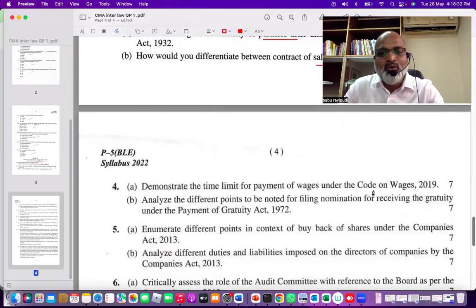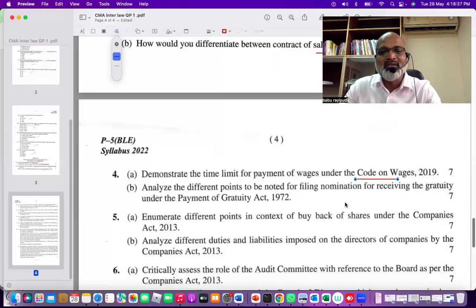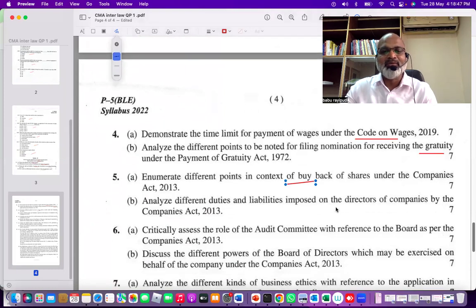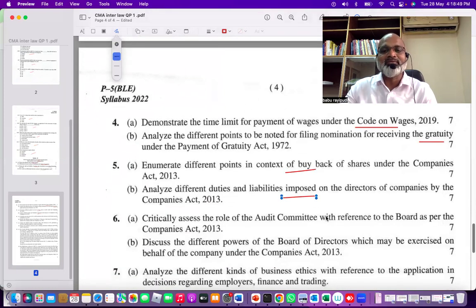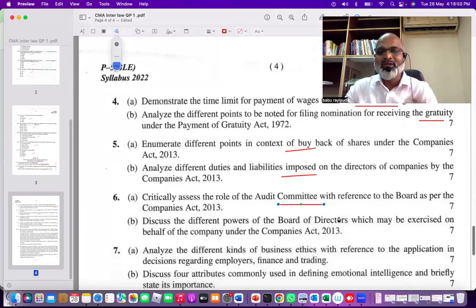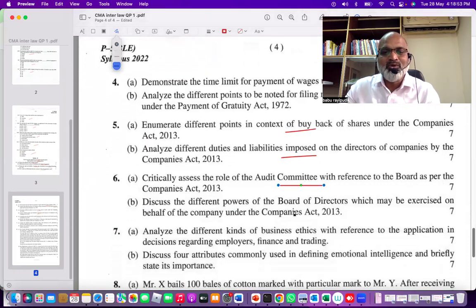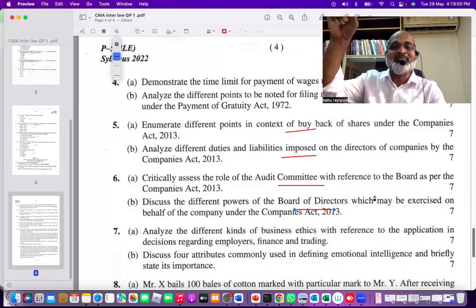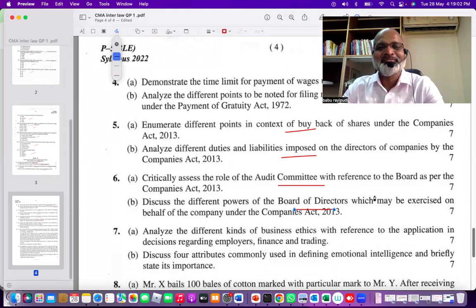Next one, if you see Code on Wages, one question, there also one question, 7 plus 1, almost 9 marks here. Then we have the Gratuity Act, there also one question, here one question, so 7 plus 2, 9 marks here. Then company law: one question, 7 marks, another question, 7 marks, audit committee, another question, 7 marks, board of directors, another question, overall almost 28 marks plus almost 10 marks, 38 marks.